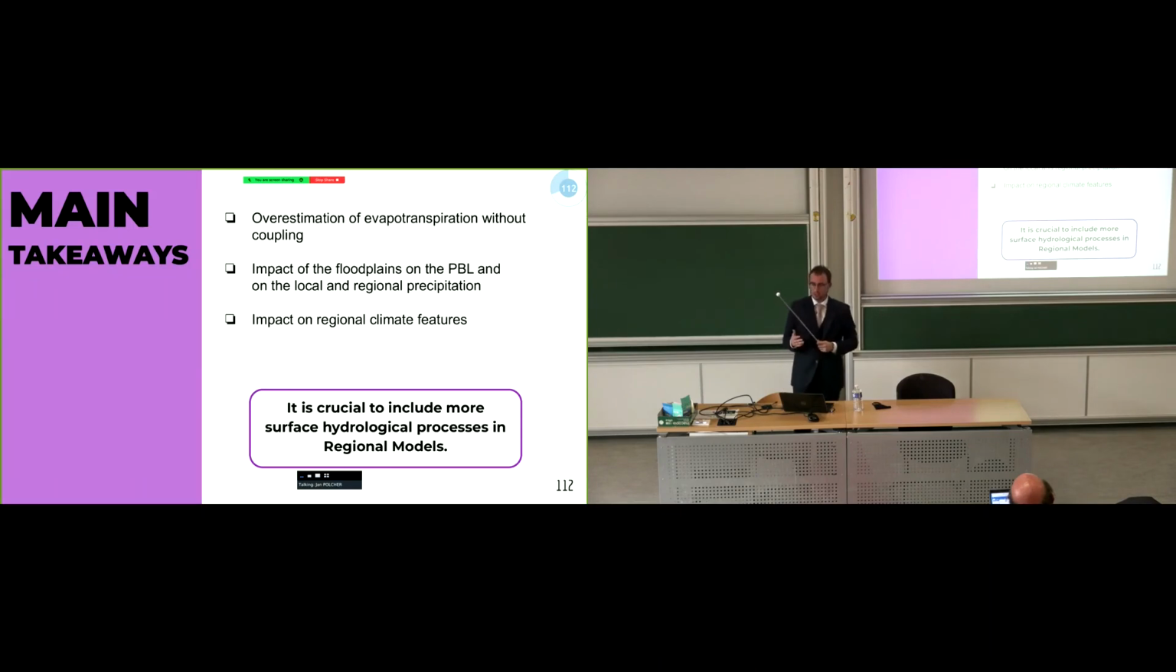So finally, we have an overestimation of evapotranspiration in the absence of coupling. We have seen the impact of the floodplains on the planetary boundary layer and on the regional and local precipitation. And we have also seen how it can impact other regional climate features. So the main takeaway of this section is that it is crucial to include more surface hydrological processes in regional models.